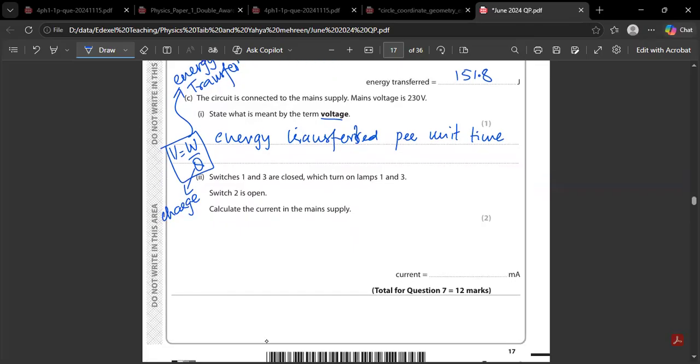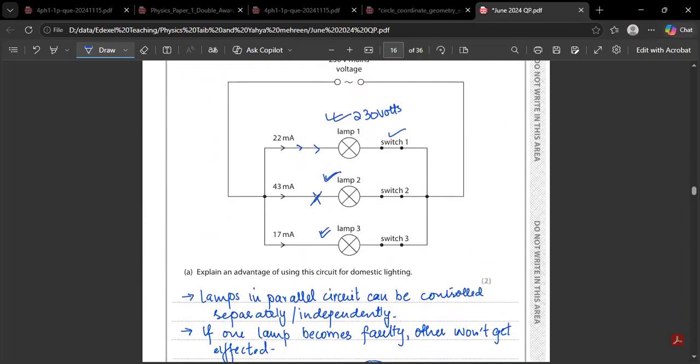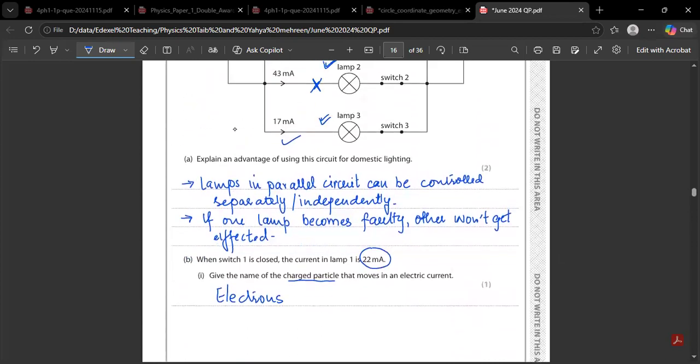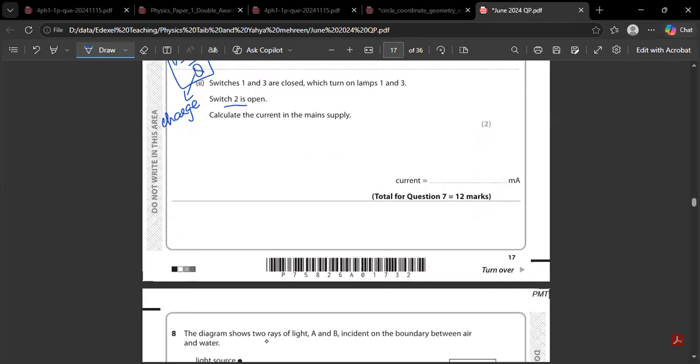Now switches 1 and 3 are closed, which turn on lamp 1 and 3. Switch 2 is open. Calculate the current in the main supply. Switch 2 is open, that means no current is flowing in lamp 2, only the current that is flowing through lamp 1 and lamp 3. So what is the total current when lamp 1 and lamp 3 are working?